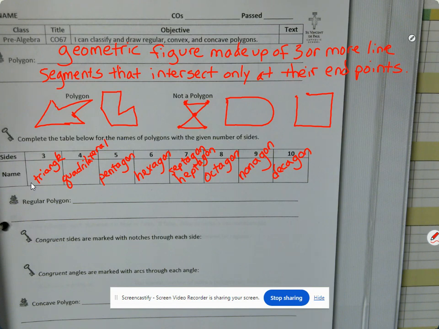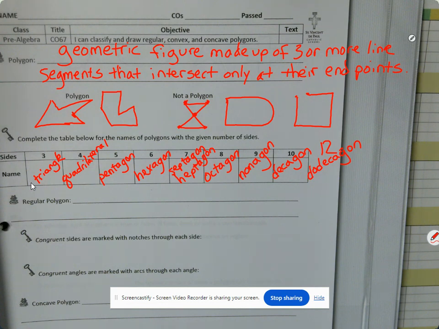So we do need to know our 12-sided shape for the homework. So 12, put on here, is a dodecagon. You do need to know that for the homework. You don't need to know the next one for this unit, so I don't have it written down. I could make a guess, but I don't know if I'd be right. I'd have to look it up.